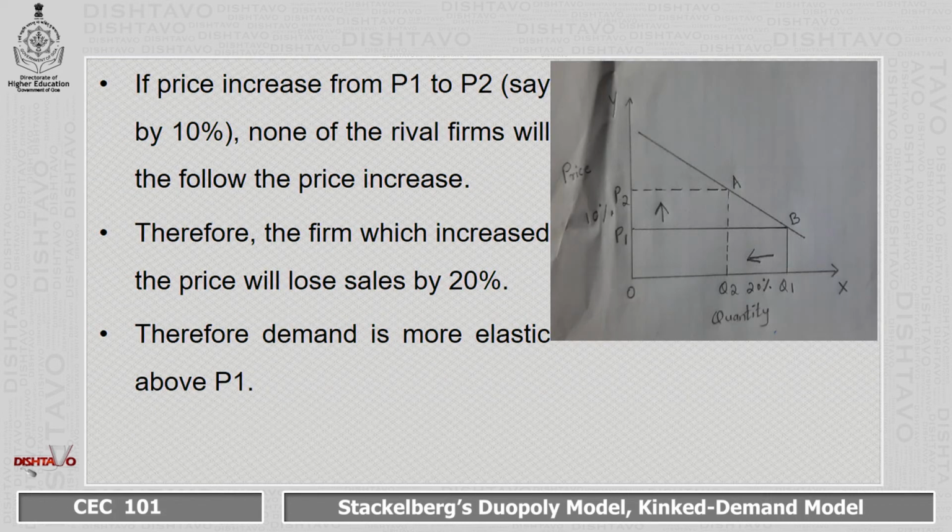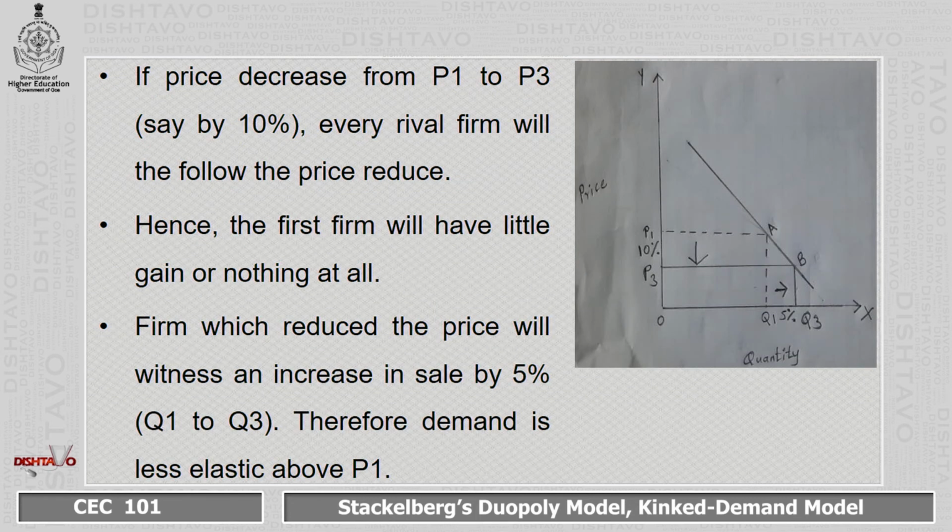If price increases from P1 to P2, say by 10%, none of the rival firms will follow the price increase. Therefore, the firm which increased the price will lose sales by 20%. And if you see the diagram, when the price increases from P1 to P2, the firm that increased the price will lose from Q1 to Q2. So the demand in this situation is more elastic, which is shown above price P1.